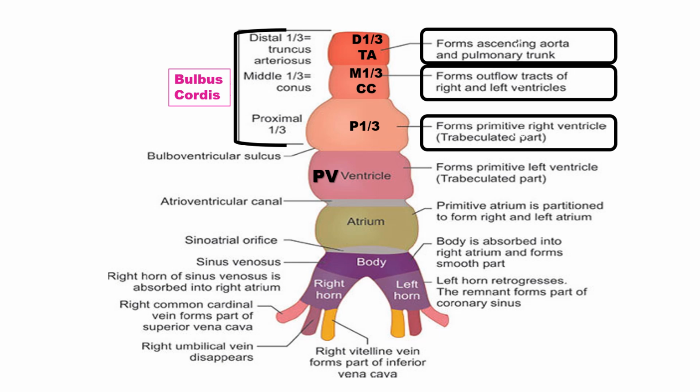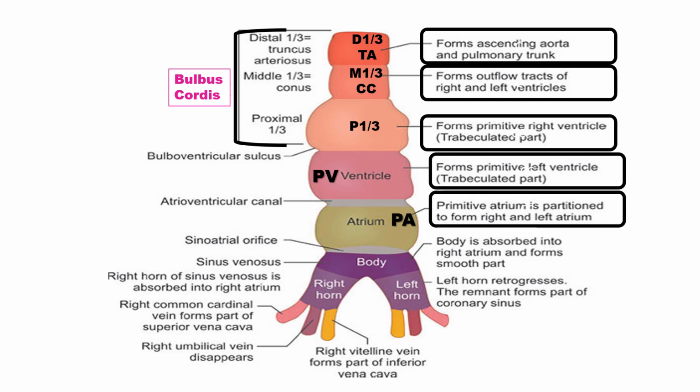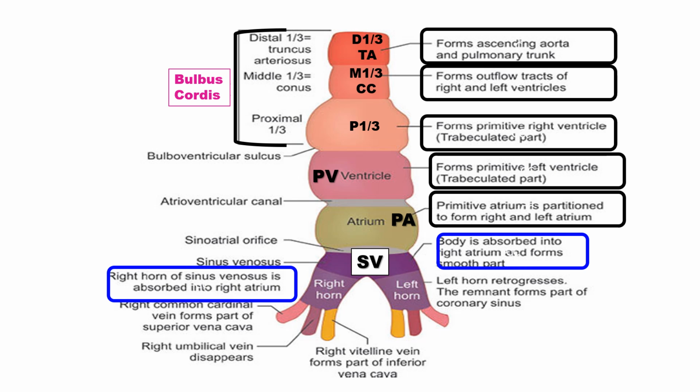Primitive ventricle forms the trabeculated part of the left ventricle. Primitive atria is partitioned and forms the roughened part of the right and left atrium. The body of the sinus venosus and the right horn of the sinus venosus are absorbed into the right atrium and form the smooth part of the right atrium. The left horn almost regresses, only a part of it remains as a remnant and forms the coronary sinus, which finally drains the venous system of the heart.